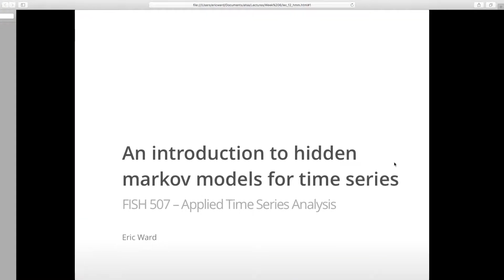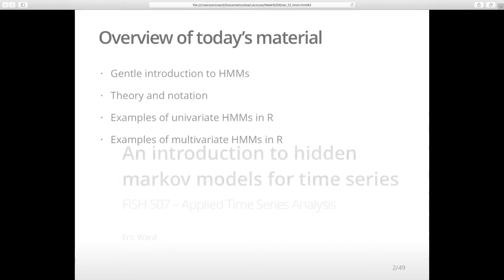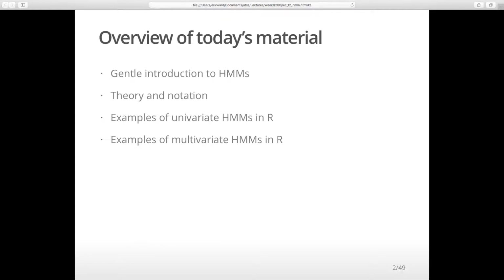Okay, well, today we'll be talking about an introduction to HMMs, or what are called hidden Markov models, for time series data, like we're using in this class. I've broken the lecture up into 4 parts. We'll first gently talk about what HMMs actually are. We'll discuss a brief overview of some theory and the notation that we use to describe these models.